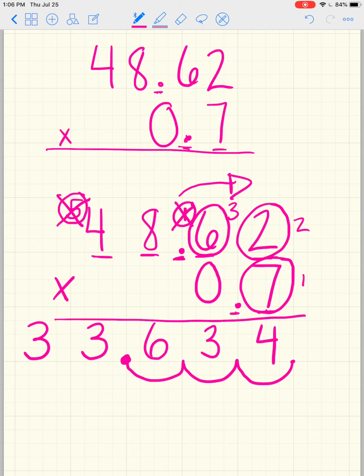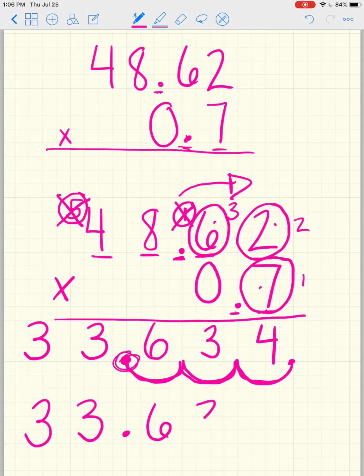So our decimal place needs to go 1, 2, 3 spots. We always jump to the left. So it started at the end of my number. I jumped 1 spot, 2 spots, 3 spots because of these 3 numbers. So if these jumps are confusing you, we can rewrite it again with our decimal now where it needs to go. 33.634. And that is our answer to 48.62 times 0.7.